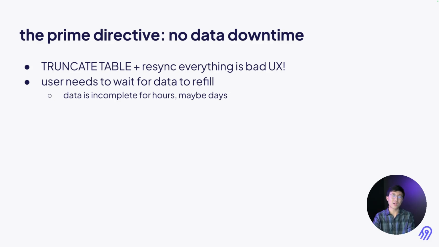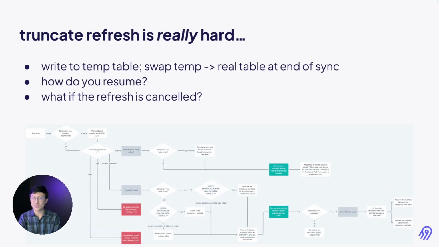So we have this product directive which is called no data downtime, which is essentially don't actually do that. And instead, we have to do this complicated song and dance with temporary tables and eventually, Indiana Jones style, swap it out at the end of a sync. And this leads to a lot of complexities, right? This is the actual flowchart that we use internally to talk about truncate refresh.